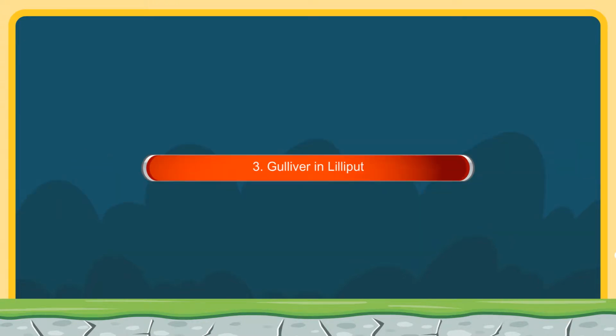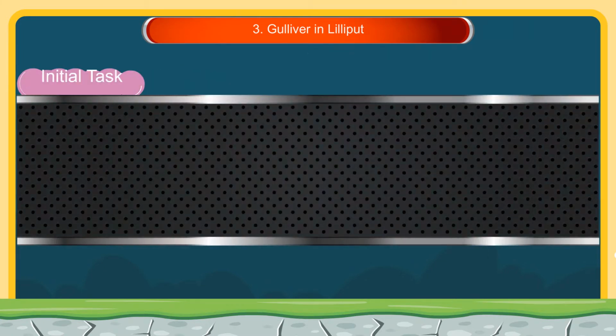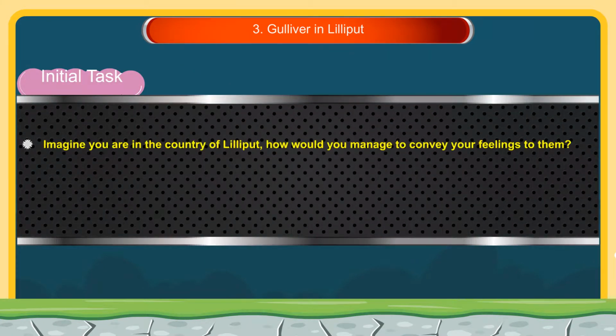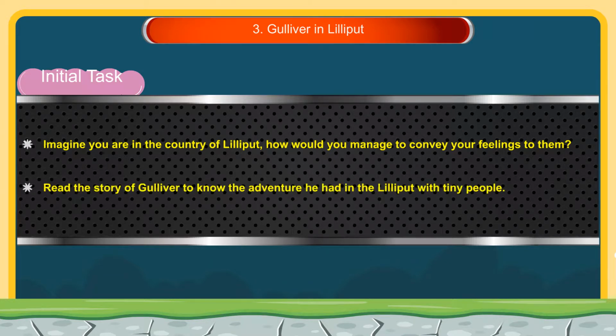3. Gulliver in Lilliput. Initial task. Imagine you are in the country of Lilliput. How would you manage to convey your feelings to them? Read the story of Gulliver to know the adventure he had in Lilliput with tiny people.